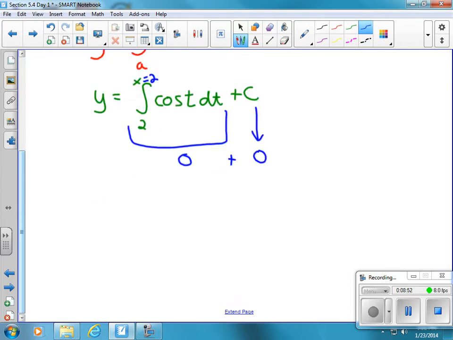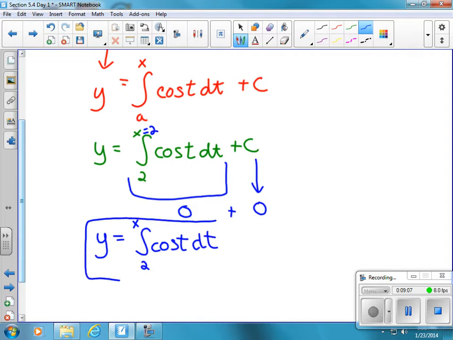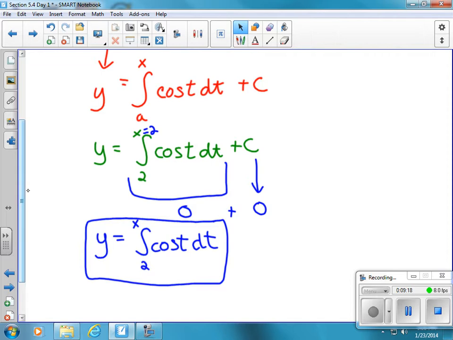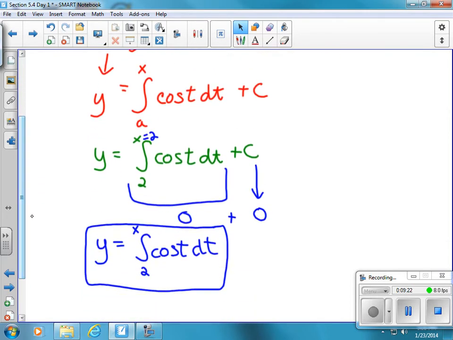So to construct this function where y equals 0, you get 2 to x cosine of t dt, and you don't add anything to it at all. It just looks like this. Because if x equals 2, y will equal 0. Okay, so make sure that you adhere once you get this final answer and you think you're correct. Make sure you try your x and y again and make sure they work in your equation.